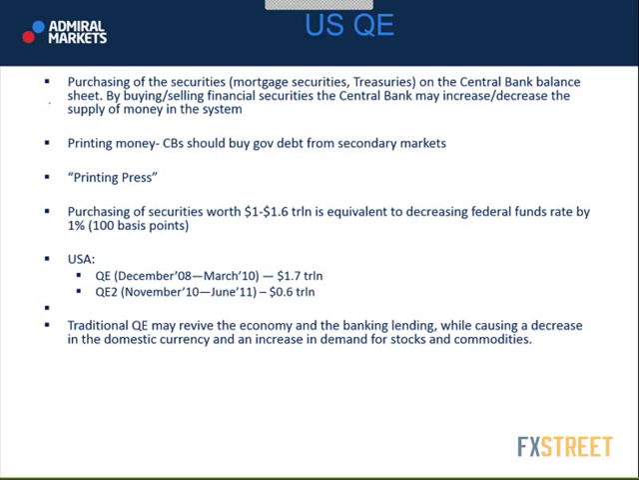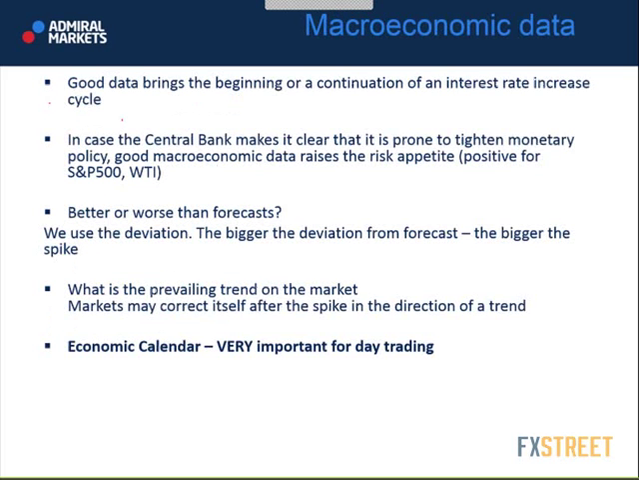The effect on the USA: at the beginning of the crisis in 2008, the US Federal Reserve System implemented the first program of quantitative easing in the amount of $1.7 trillion. QE2, which ran from November 2010 to June 2011, implemented the second program of quantitative easing in the amount of $0.6 trillion. Traditional quantitative easing is expected to revive the economy and bank lending while causing a decrease in the domestic currency and an increase in demand for stocks and commodities. So that is why US quantitative easing has an overall impact on the forex market.